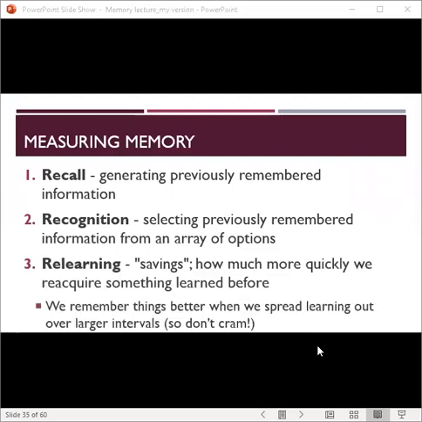Relearning requires knowledge that we've previously learned, but largely forgotten over time. A good example is a musical instrument. Anyone learn to play an instrument when you were younger and then give it up?